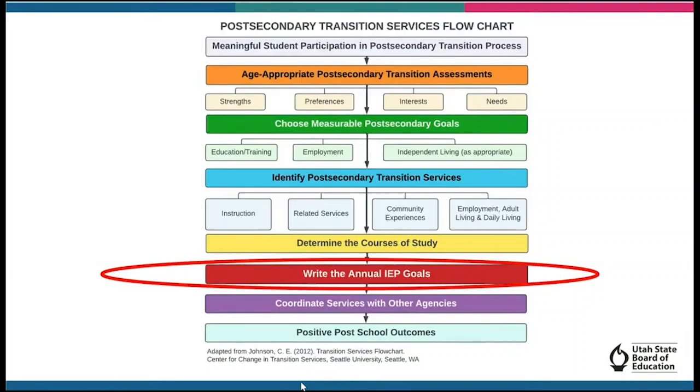Writing the annual IEP goal is the next step in the process, as you can see in the post-secondary transition services flowchart.